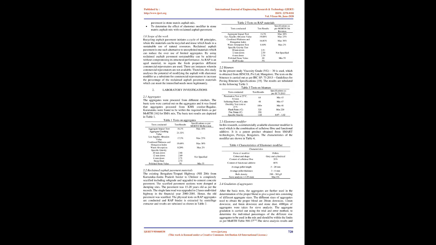1.6 Objectives of the work. To assess the performance of stone matrix asphalt mix with partial replacement of reclaimed asphalt pavement. To determine the feasibility of using reclaimed asphalt pavement in stone matrix asphalt mix. To determine the effect of elastomer modifier in stone matrix asphalt mix with reclaimed asphalt pavement. 1.6 Scope of the work. Recycling asphalt pavement initiates a cycle of 4R principles, where the materials can be recycled and reused, which leads to a sustainable use of natural resources.